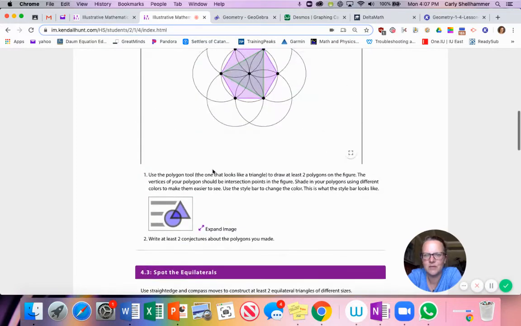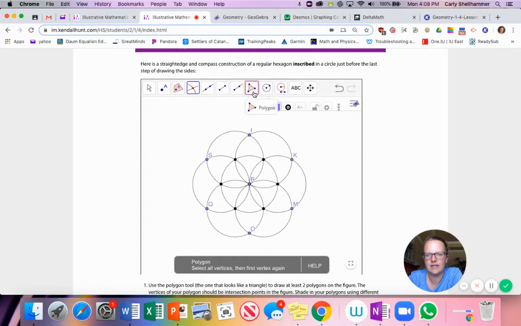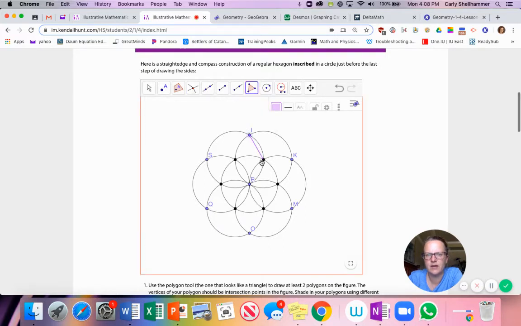I would love it if you would get into your student book and practice this. So I need some other intersections. Okay, intersection of those two circles. Drawing polygons with dots at intersection points is way easier. So now I can draw lots of things. I can draw a little polygon, right? I can draw a big polygon.